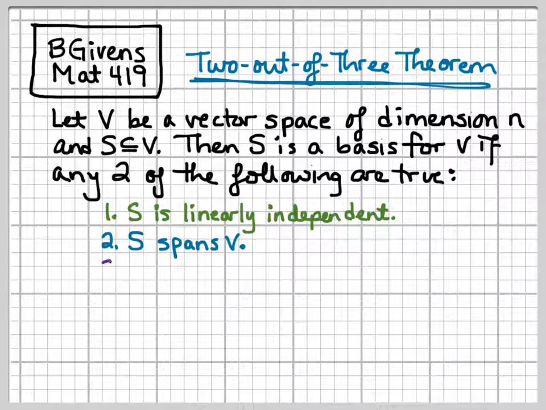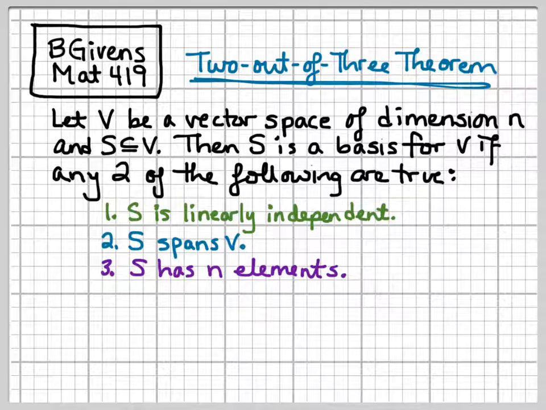But now there's a third item. S has n elements. Okay? So what this theorem says is that if any 2 of these are true, then it's a basis. So if S is linearly independent and it has n elements, then it's a basis. If it's linearly independent and it spans V, then it's a basis. If it spans V and it has n elements, it's a basis.